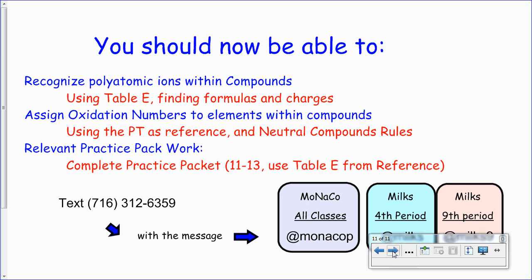Your job is to recognize polyatomic ions within compounds by using table E, finding the formula and charges, and assigning oxidation numbers within compounds using the periodic table as a reference and the neutral compound rules. The relevant practice pack work is a lot of pages. We've got 3 pages on that, using table E to help us out there. So make sure that you ask me in class about how to do this stuff.